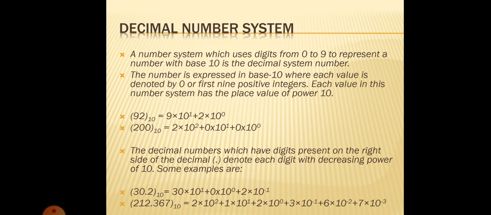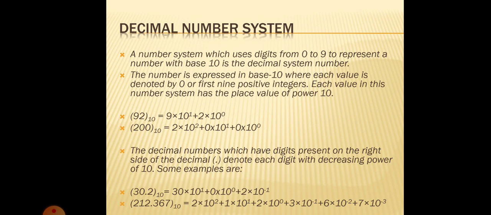Okay, so now we will get back to the number systems. First one, that is decimal number system, and after that we will see the binary number system. So what is decimal number system? A number system which uses digits from 0 to 9 to represent a number with base 10 is the decimal number system.